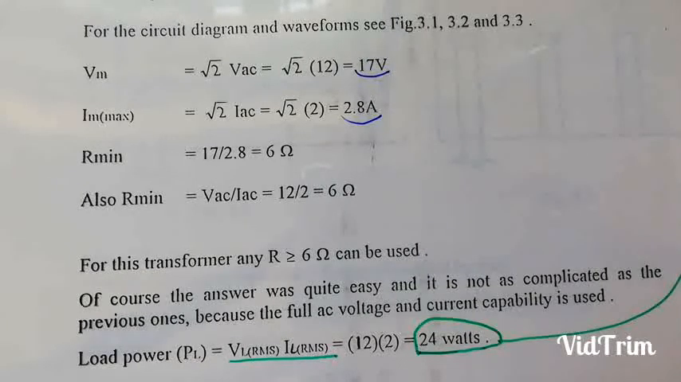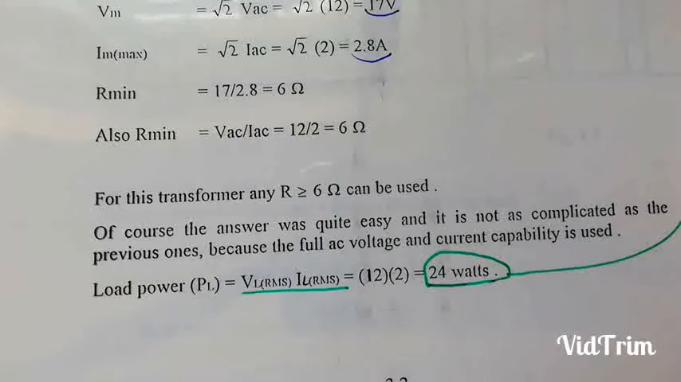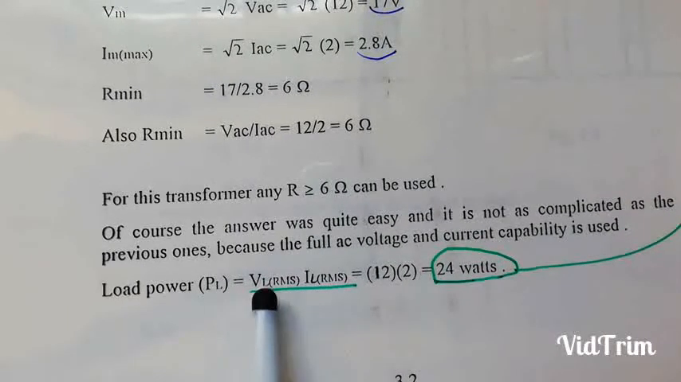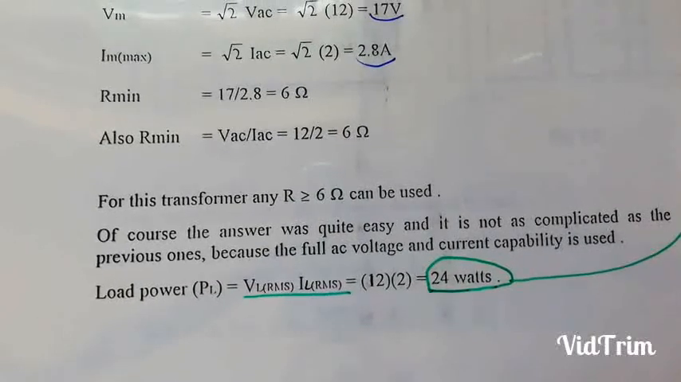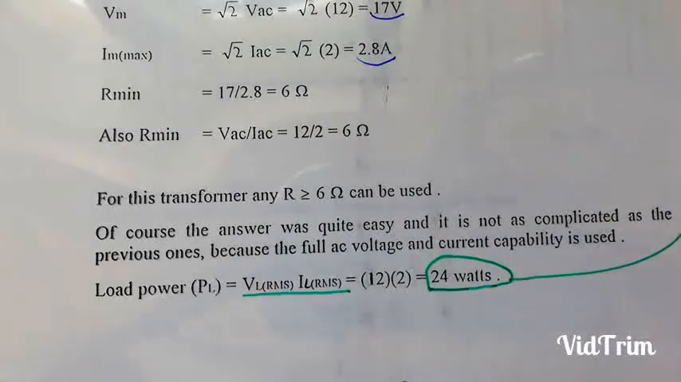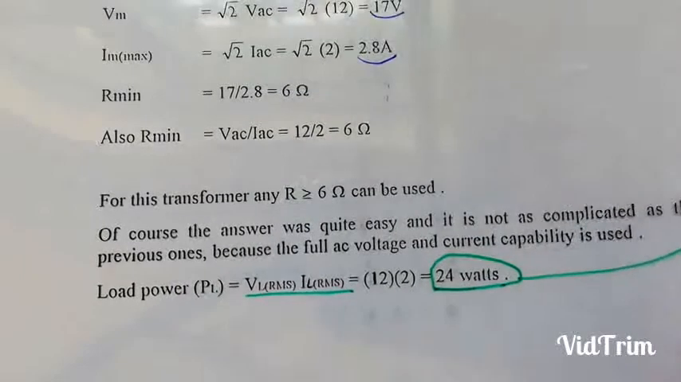Okay, and after that we multiply the load RMS voltage by the load RMS current, and that would give us 24 watts. That means we are utilizing the transformer fully. So every watt we paid for, we get. If we use this power supply without a cap, okay?